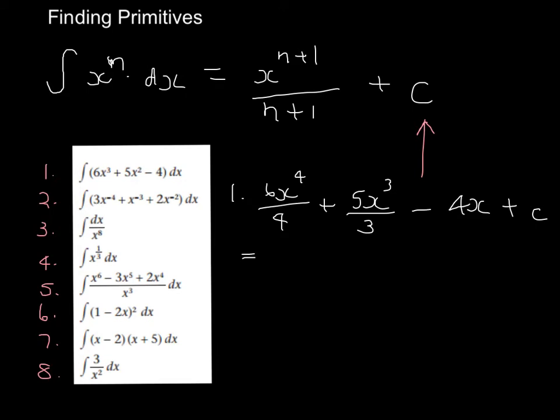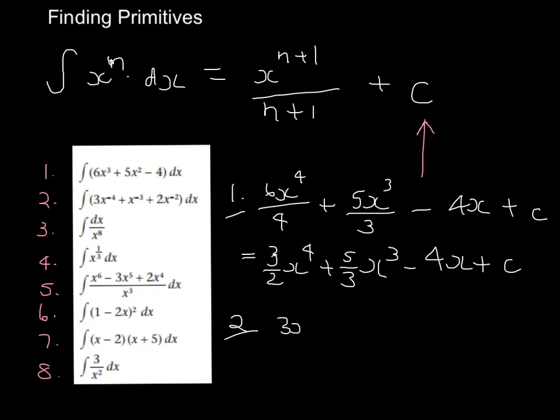Okay, and we need to simplify it. So it's 3 on 2x to the 4th plus 5 on 3x cubed minus 4x plus c. Number 2. So in this one, we've got negative indices. That's okay, works exactly the same. So 3x, we add 1 to it now, go the right way, and divide by it, plus x to the minus 2 on minus 2, plus 2x to the minus 1 on minus 1, plus c.